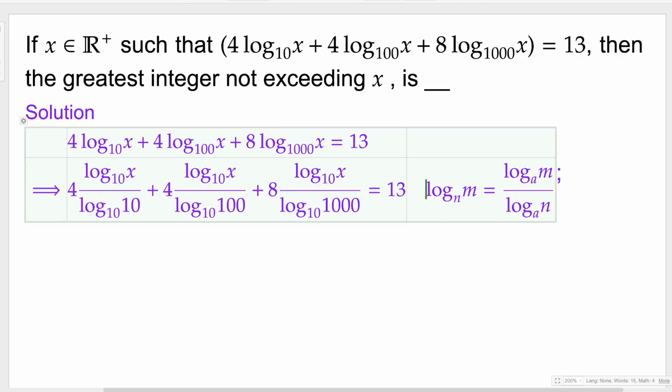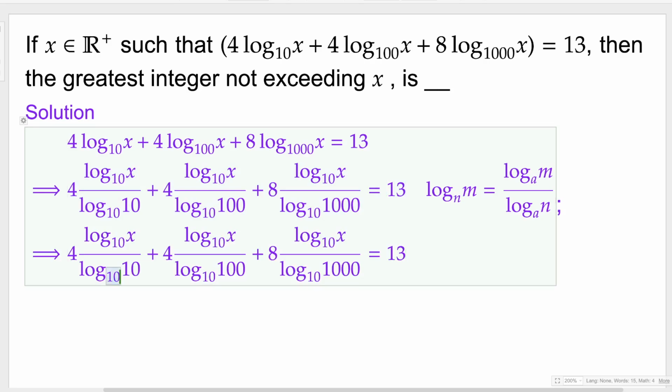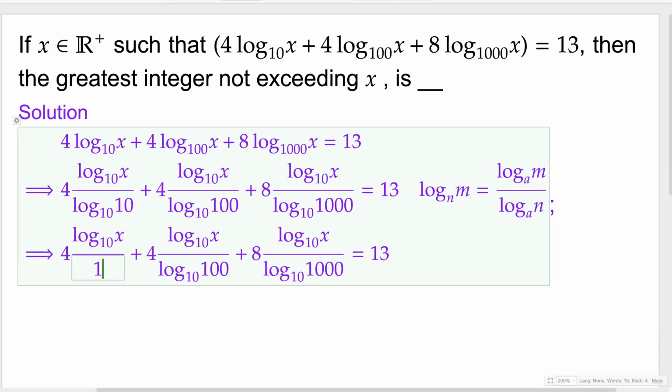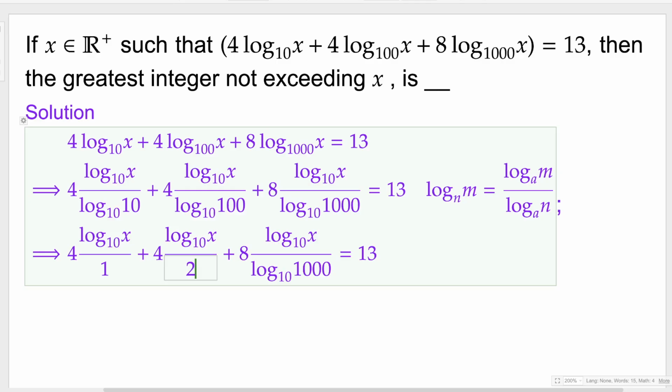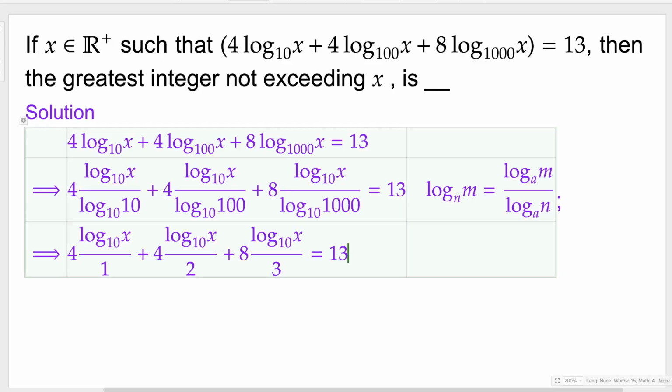Now proceeding towards the next step. In this step I'll just compute these logarithmic values. So log 10 base 10 is 1. After that, 100 can be written as 10 squared, and log of 10 squared base 10 will be 2, and 1000 is 10 cubed, so log of 10 to the power 3 base 10 will be 3.